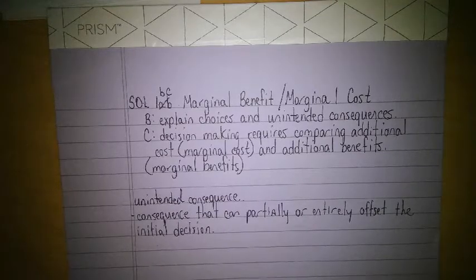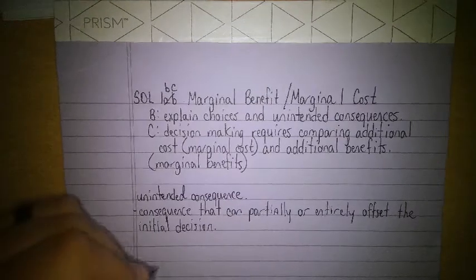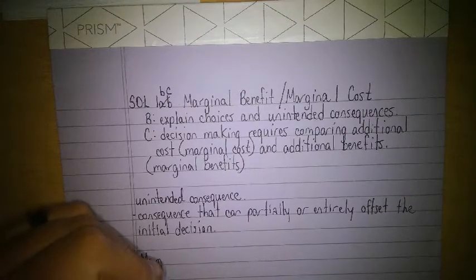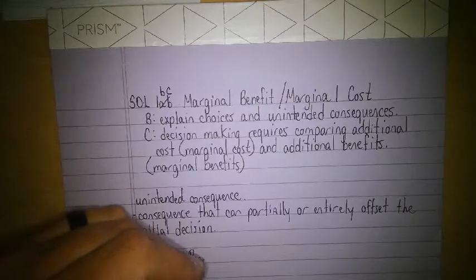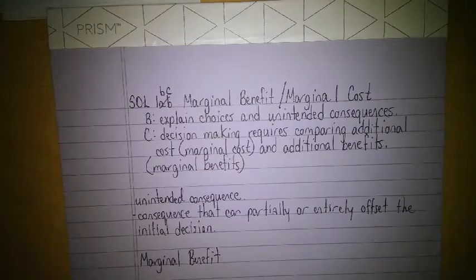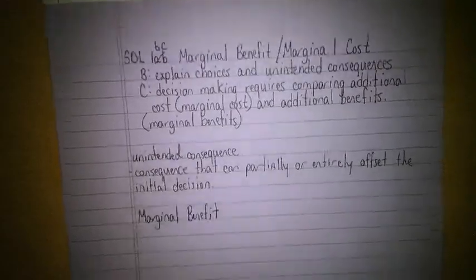The next question we got to answer, it says, what is marginal benefit? So below that, write down marginal benefit. Now, before we get too in-depth about marginal benefit and marginal cost, the SOL, this is 1C. It says that decision making requires comparing additional cost and additional benefit. So basically, we've got to figure out just another definition of what marginal benefit and marginal cost do.